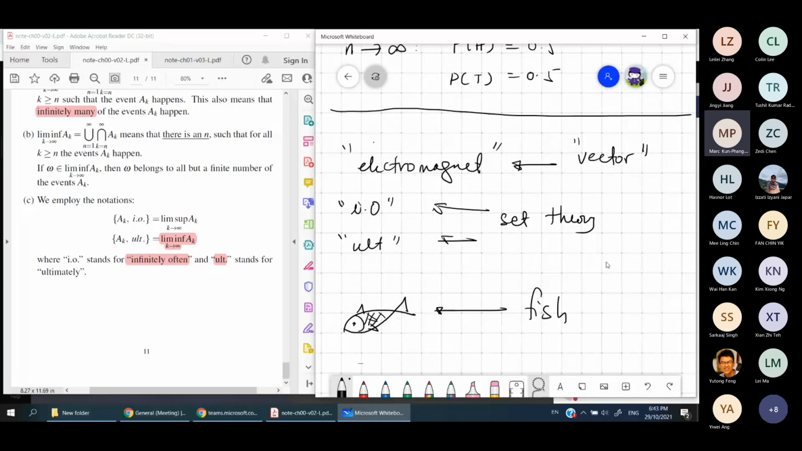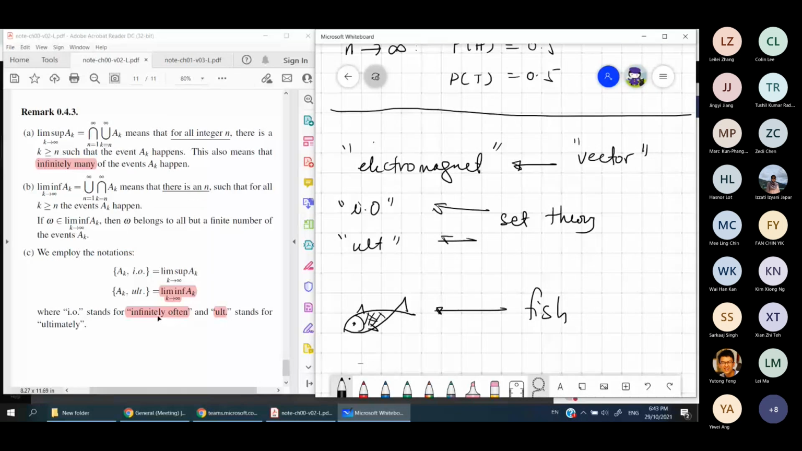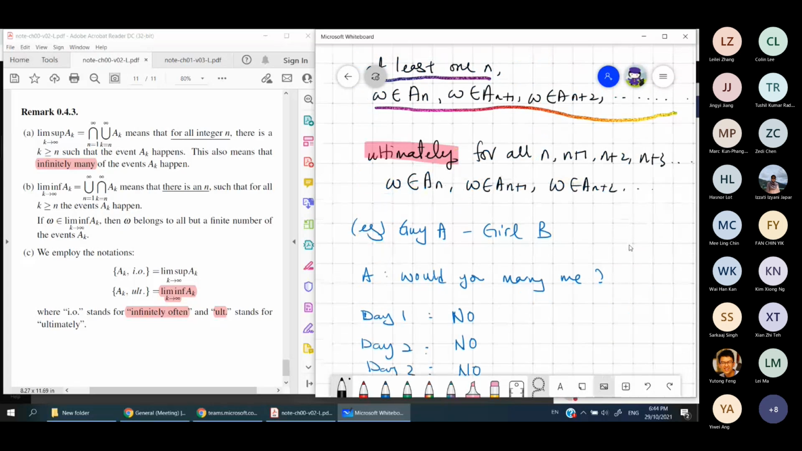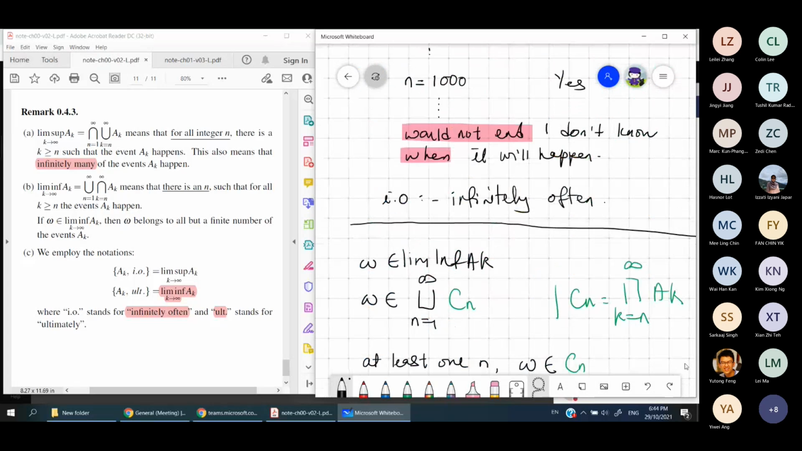Okay, where am I now? Oh, okay. So hopefully you can get some idea of it, at least the idea of what infinitely often and ultimately are. Why these two phenomena can be described by these two ideas, limit supremum and limit infimum, you can see using the set theory ideas like this.